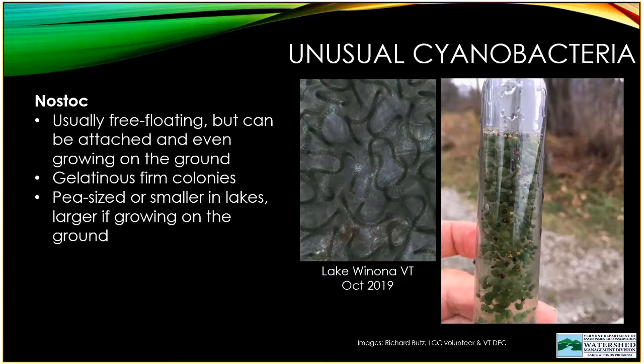Nostoc is another colony-forming cyanobacteria that can be attached, and it can also grow in the ground. We've had reports of folks finding nostoc growing in their driveway, for example. So it's a very versatile organism. The image on the right shows a cluster of nostoc colonies from Lake Winona last year. You can see that they are greenish, a little variation in color from a more green to a more olive green. Colonies are pea-sized or smaller in lakes. If you were to find this growing on the land, they would be larger. Again, kind of gelatinous. It takes some effort to squish them on your fingers.